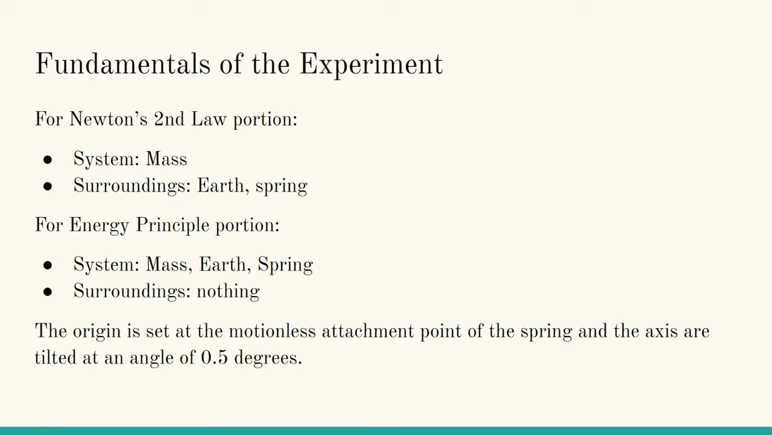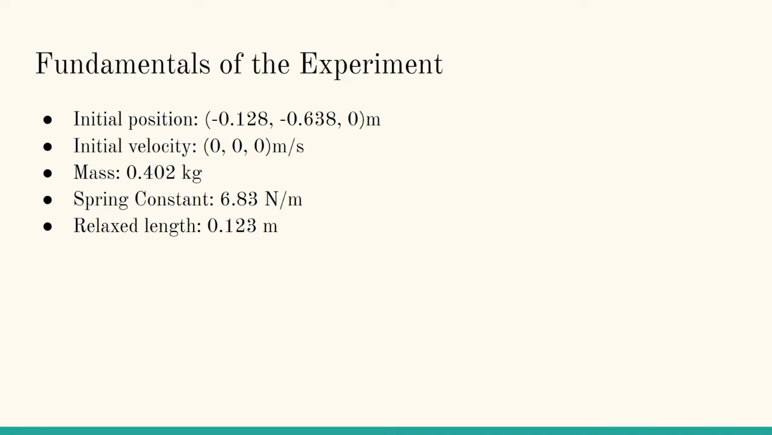The origin is set to the motionless attachment point of the spring, and the axes are tilted at an angle of 0.5 degrees. The initial position of the mass is negative 0.128 meters in the x direction and negative 0.638 meters in the y direction. The initial velocity is 0 meters per second. The mass is 0.402 kilograms, the spring constant of the spring is 6.83 newtons per meter, and the relaxed length of the spring is 0.123 meters.